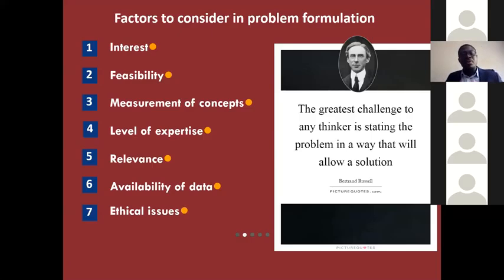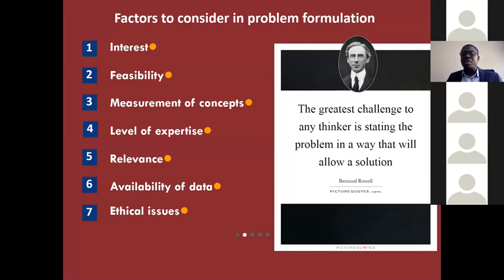Then finally, you have to look at ethical issues. Remember, in most universities, there's an institutional review board that will look at your proposal and then give you ethical clearance. And so if your work is fraught with ethical issues, for instance, you are going to undertake an ethnographic study and you are not going to disclose your identity, your intention, or you are going to cause harm to other people, and so on and so forth. It is something that you have to look at in choosing a particular problem.